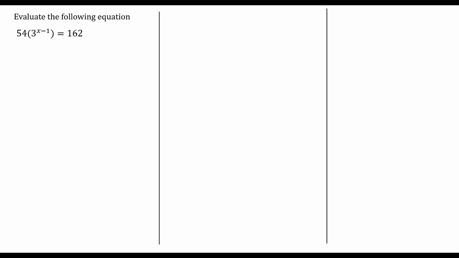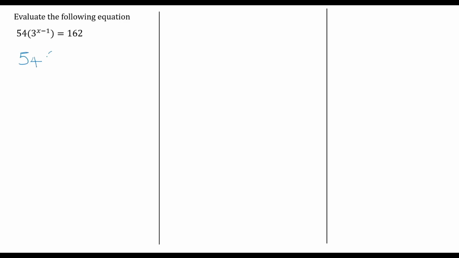In this session, we are going to evaluate the given equation. To solve this equation, essentially, you have to divide both sides by 54 so that we can be left with x, the unknown value of x, make it the subject. This is how we go about it.